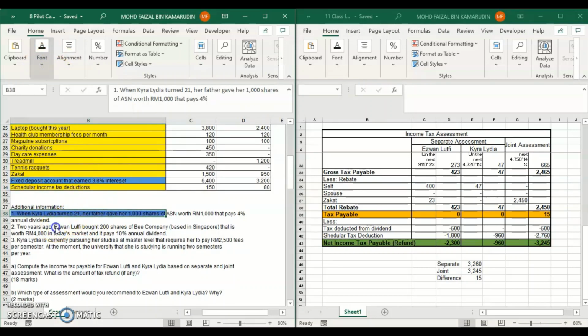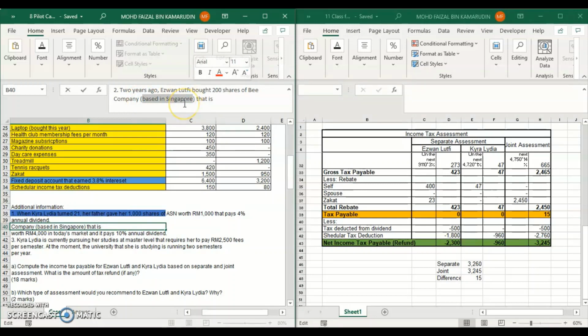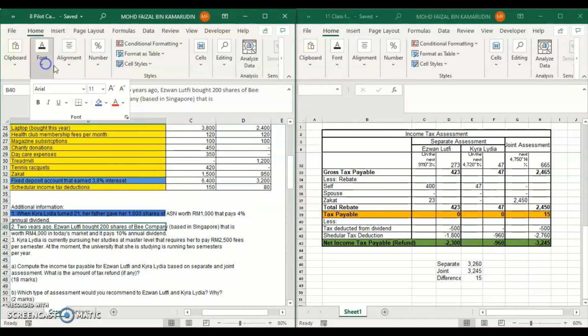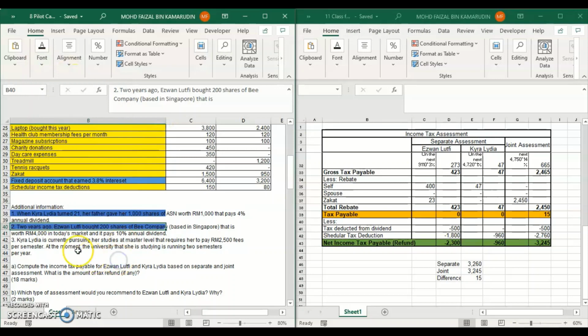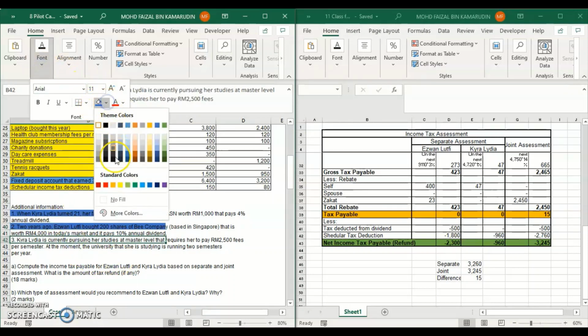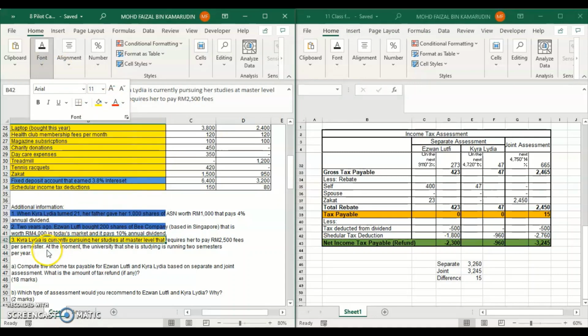And then what else? This one, what happened to number 2? Because the company is based in Singapore, if you receive dividend from a company outside Malaysia, it is not taxable anymore. So that is something for you to understand. This one we take care of. For the study we have taken care. What else? Okay, done.